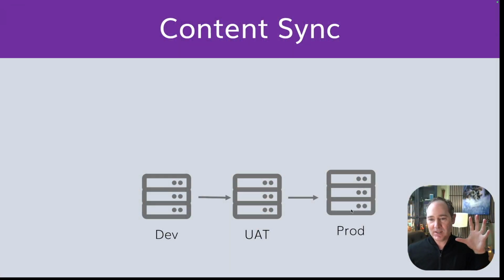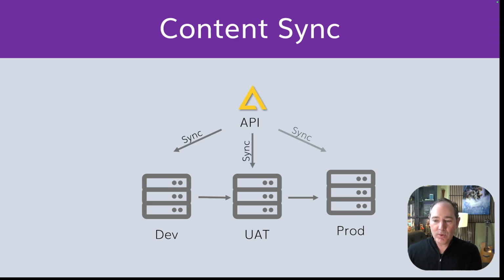So we've got dev, UAT, and production web servers, which is a pretty standard setup. And what we're going to do is set up the content sync so that our API is actually going to pull down to each one of these servers the content that it needs from that API. This is something that Agility has baked in. Some other headless providers may or may not have something similar, but I'm going to be specific about how Agility actually does this.